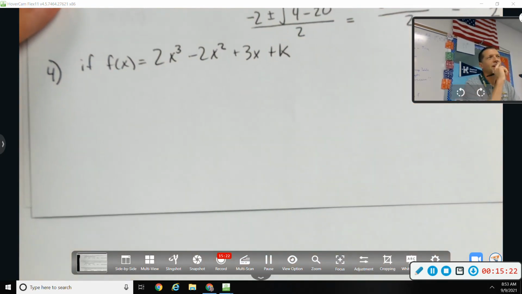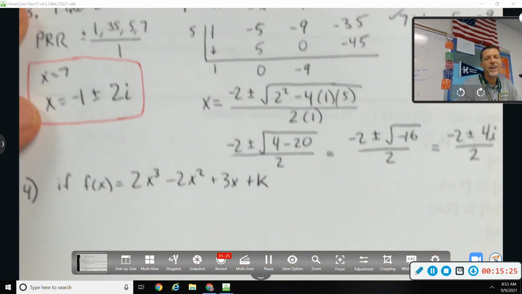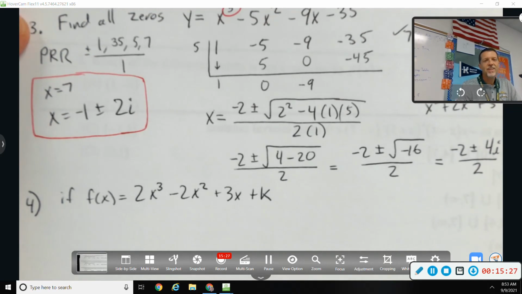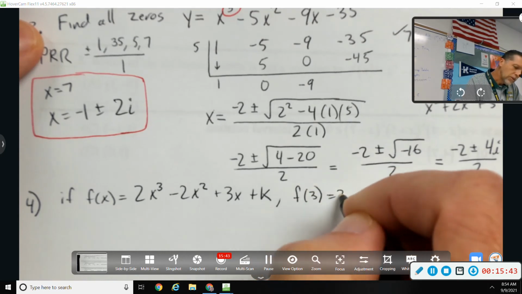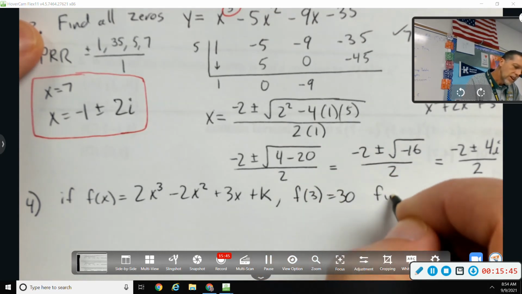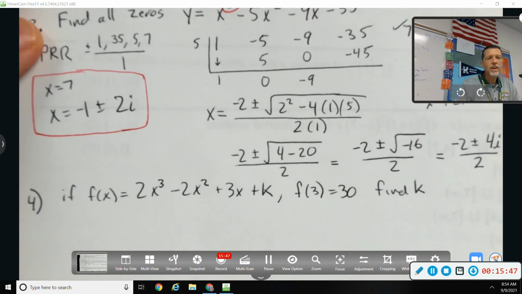Sorry, it's going fast. So you know what's coming on this one. I got to give you one more piece of information, and then I'm going to ask you to find k. F of 3 equals 30. Find k.